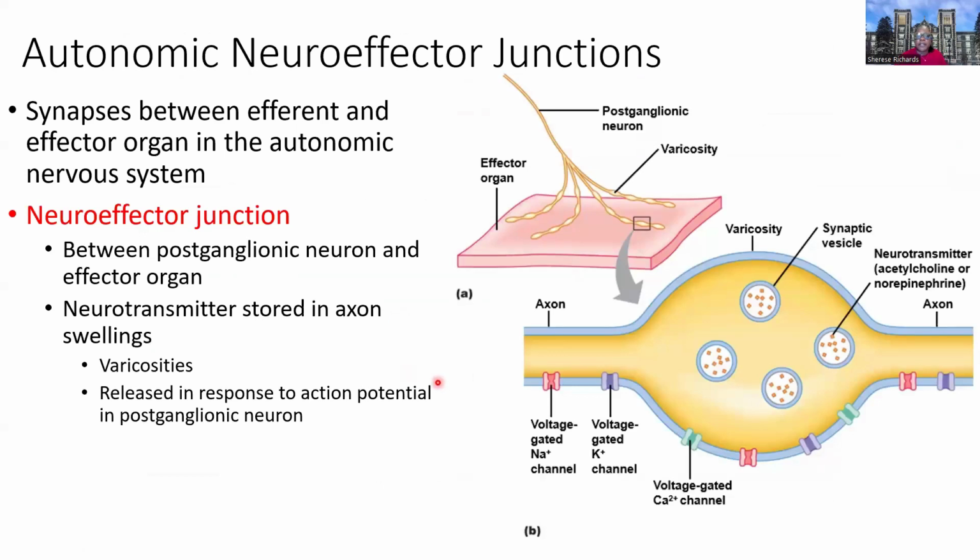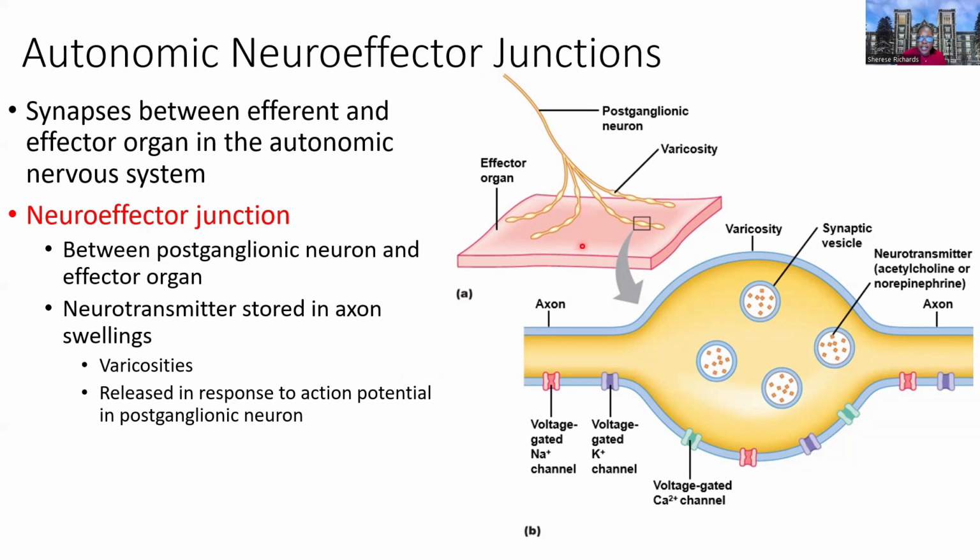Let's talk about the neuroeffector junction. This is the synapse between the efferent and the effector organ. So the synapse between the postganglionic neuron and the effector tissue in question. And we want to compare this to a typical neuron to neuron synapse.